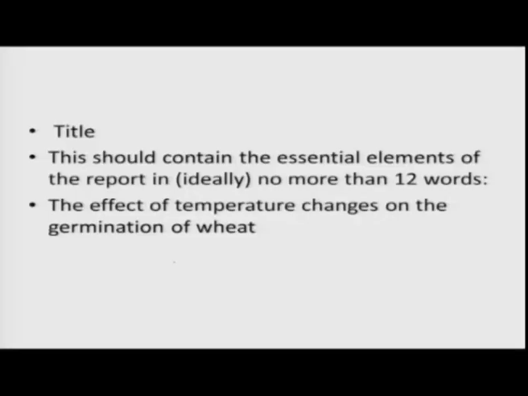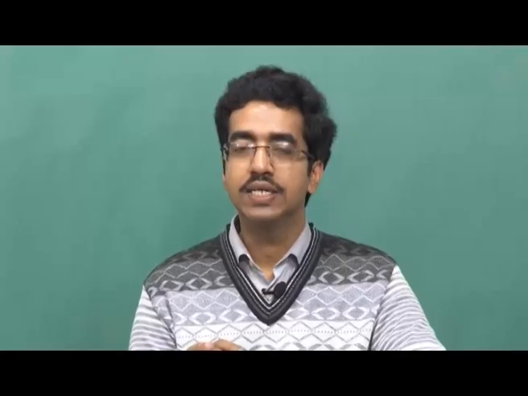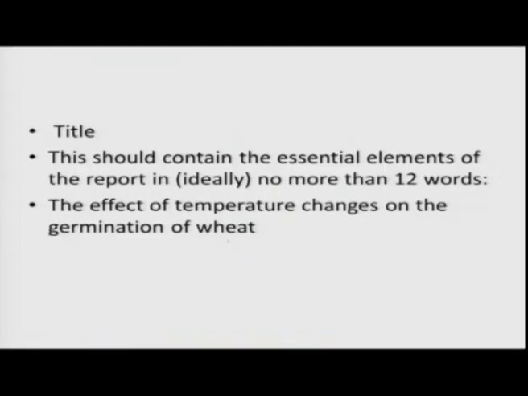So looking at these components in detail, the first one is title. The title should contain the essential elements of the report, and ideally not more than 12 words. If the title is too long, it is too clumsy. Look at an example: the effect of temperature changes on the germination of wheat. So this clearly tells that this researcher looked at two variables. One is temperature change and the second one is germination of wheat.